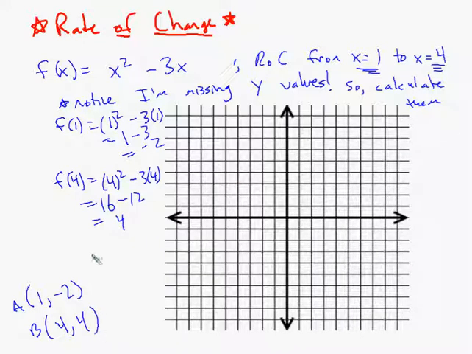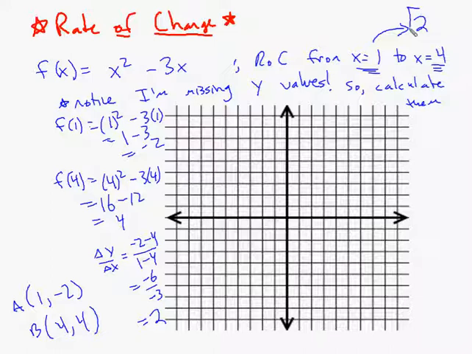So now I can go to my formula. Change in y over change in x. That's going to be negative 2 minus 4 over 1 minus 4, which is negative 6 over negative 3, which is 2. So the rate of change from x equals 1 to x equals 4 is 2. That's the slope of the line connecting the points.